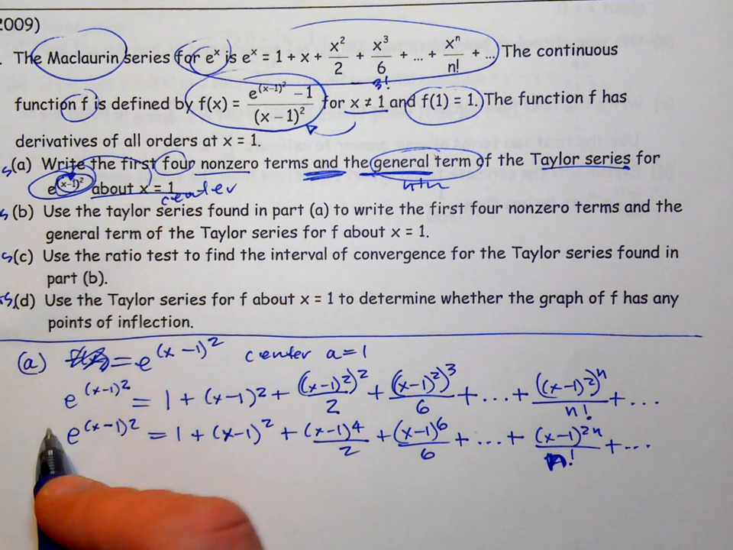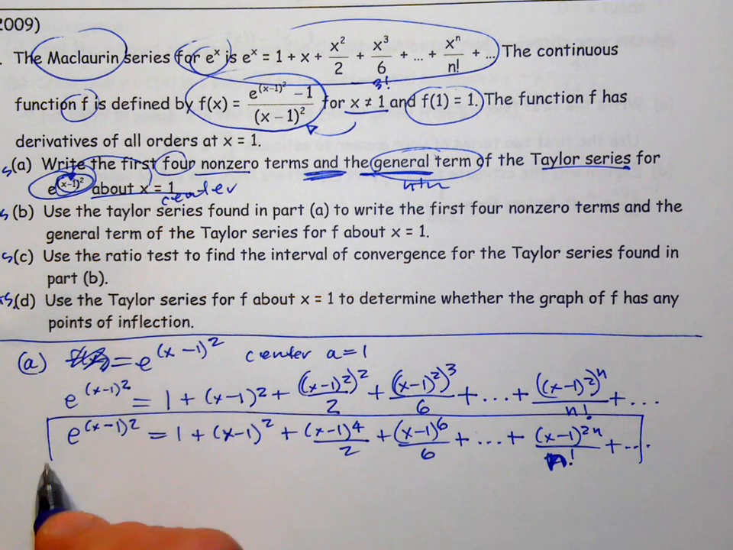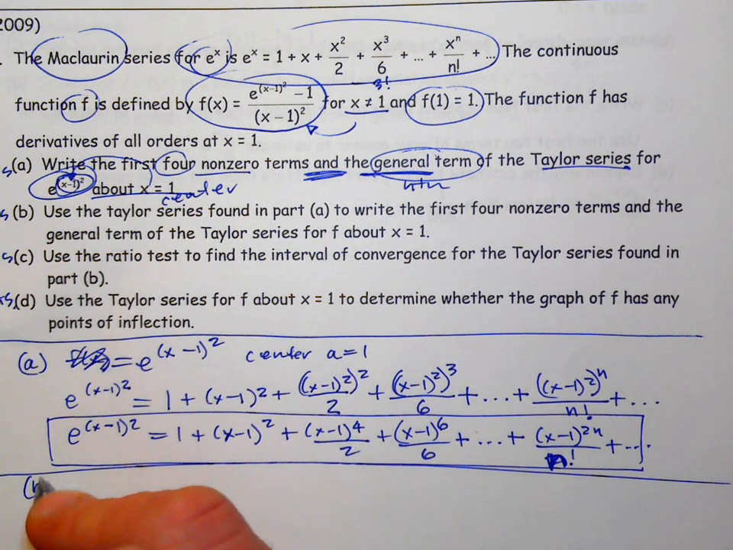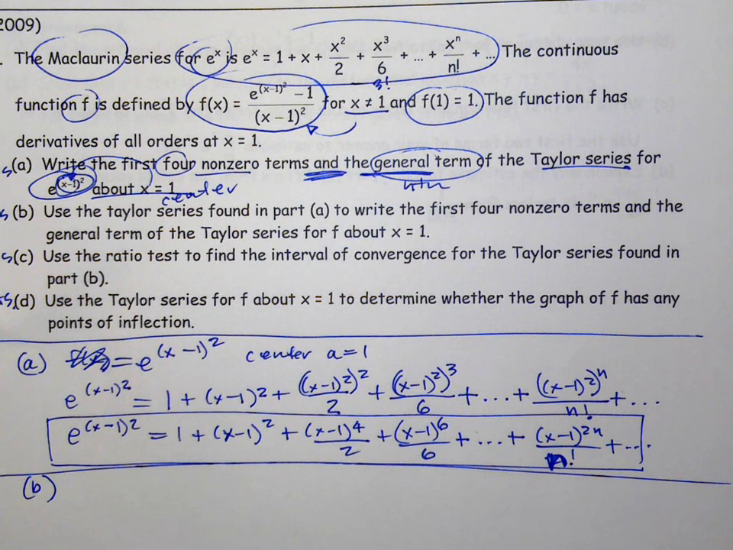So 1 point for the first 4 non-zero terms and 1 point for the general term. So, that was kind of weird. I mean, I'm thinking centered about 1, so I actually need to do all the crazy work, but that's just insane. You should not expect to have to do that.